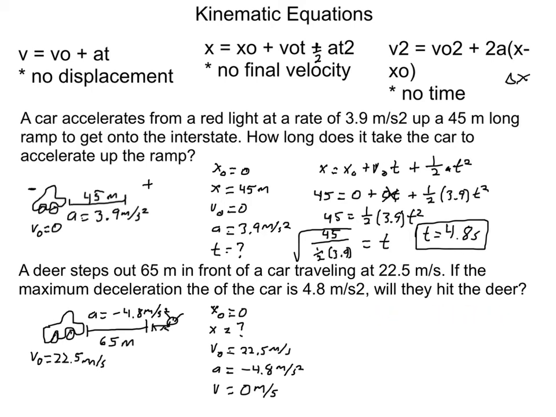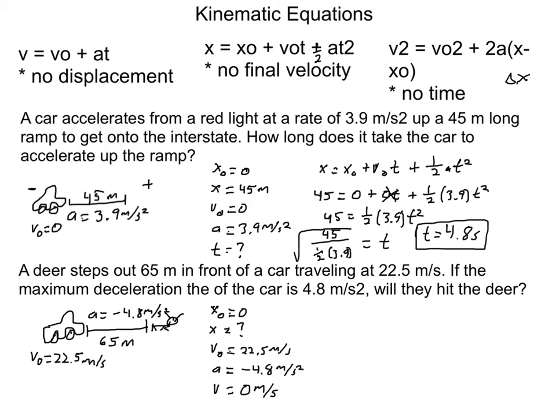The question is, will they hit the deer? Will the car hit the deer? Not how far will the car travel, or at what speed will it be going at 65 meters. It's simply, will the car hit the deer? So we need to set up a comparison. If I solve for how far the car ends up traveling using its maximum deceleration, I can compare that to 65 meters. If the car is able to stop in a shorter distance than 65 meters, then we're fine.